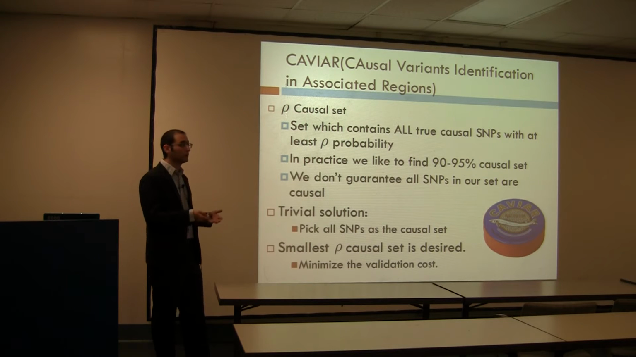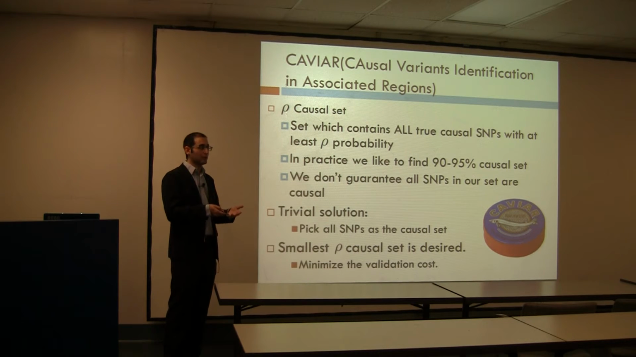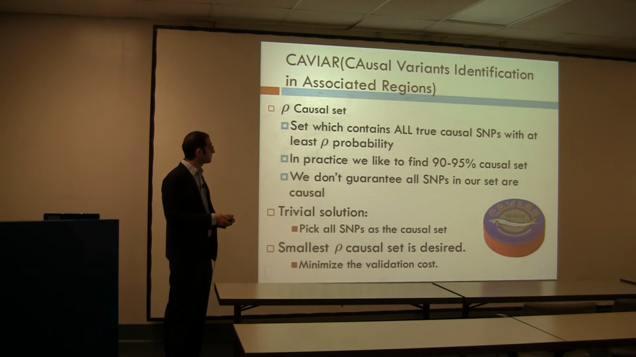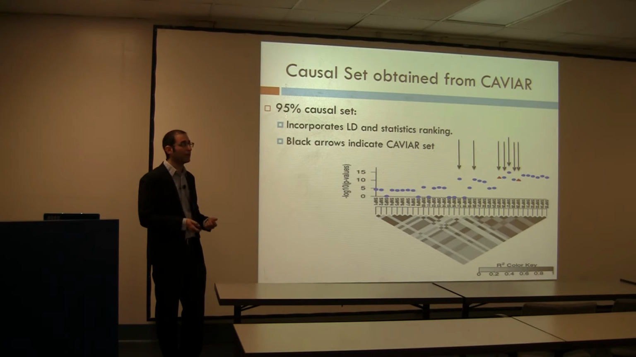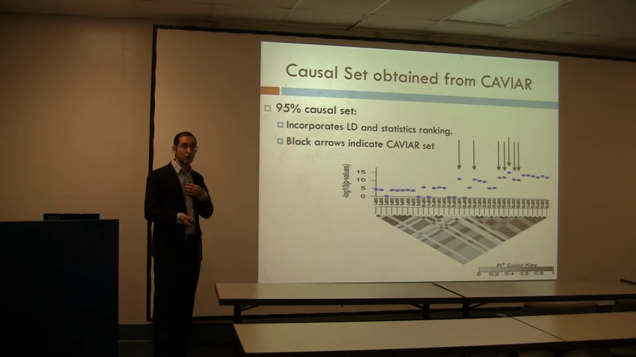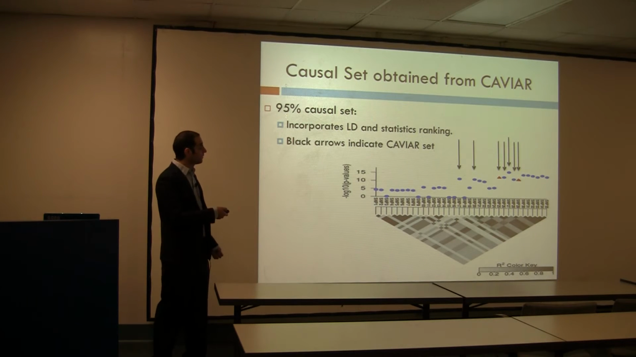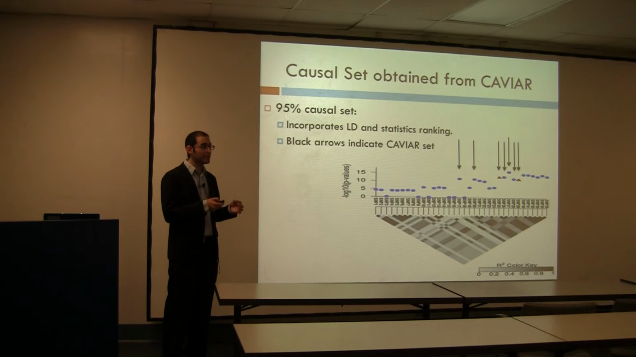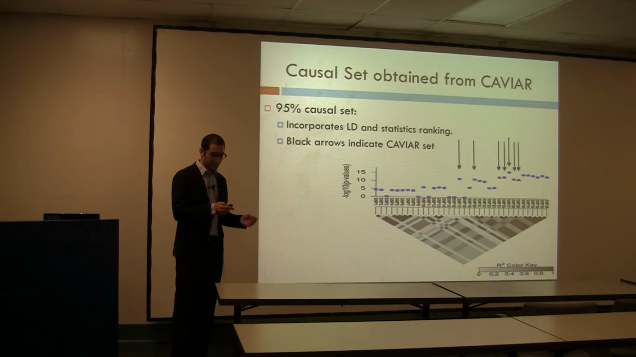So among all the rho causal sets, the set which has the minimum size, which means that it has the minimum number of SNPs, is the most informative one. And this has a good intuition that it will minimize the validation cost to detect actually the true causal variant. So here I'm showing the output of CAVIAR for a 95% causal set when we run it on the complicated region. So you can see the rho causal set that CAVIAR picked consists of these 7 SNPs and can capture the true causal variant that we implanted in this region.